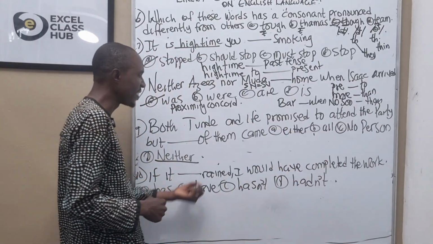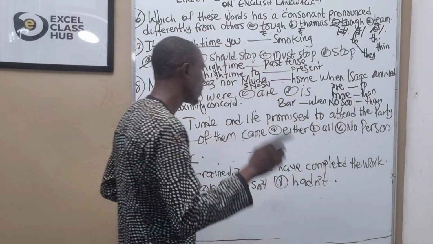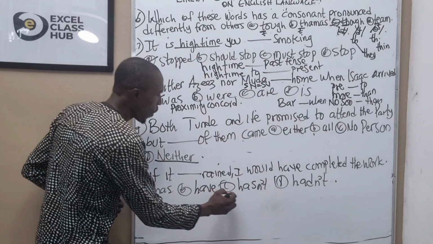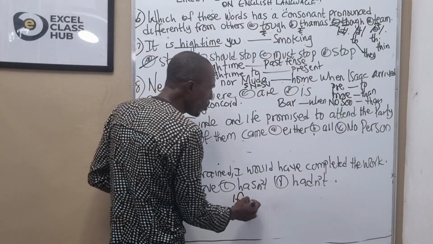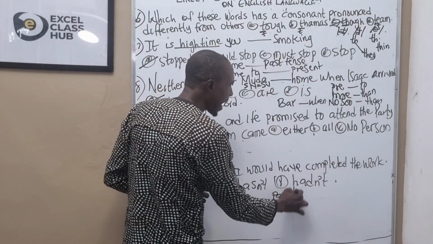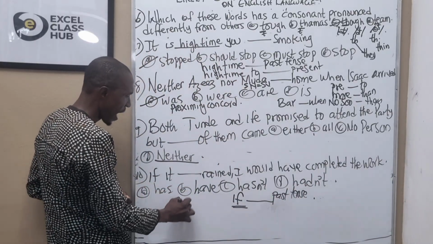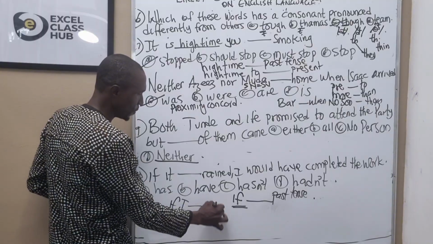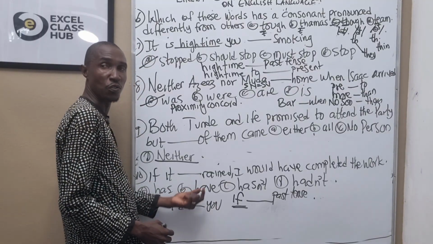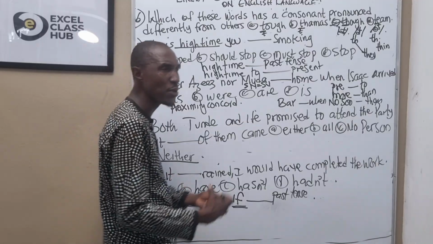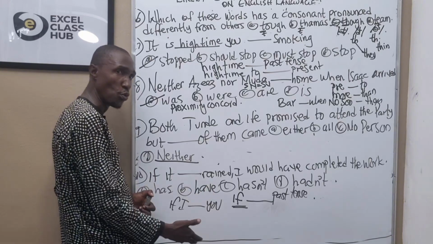If it dash rained, I would have completed the work. Please take note of something, that whenever the word "if" is used in a sentence, it mostly goes with a past tense. Just like "if I dash you". You can't say "if I am you". You can't say "if I was you". But what do you say? If I were you.